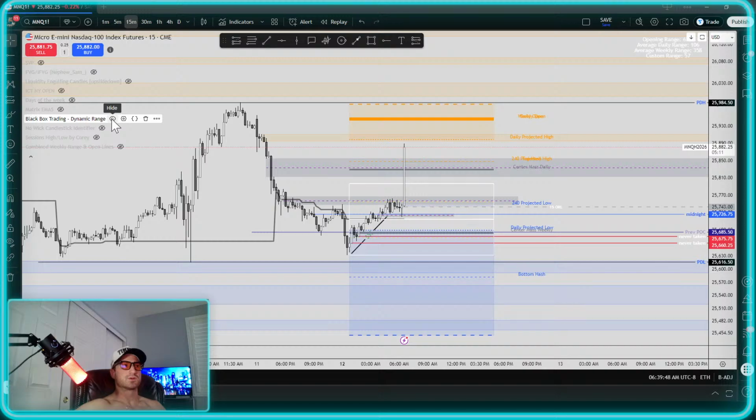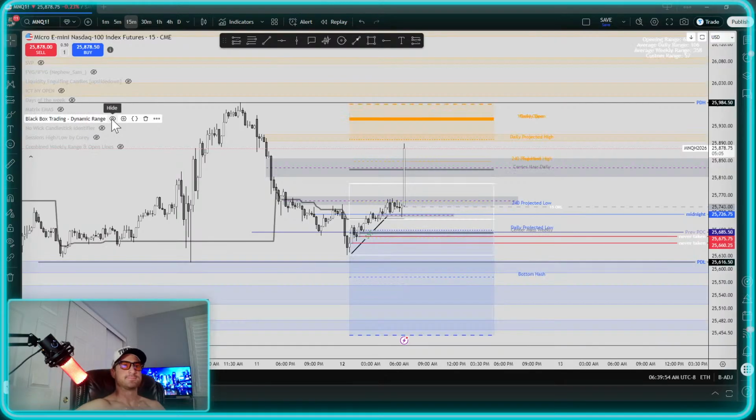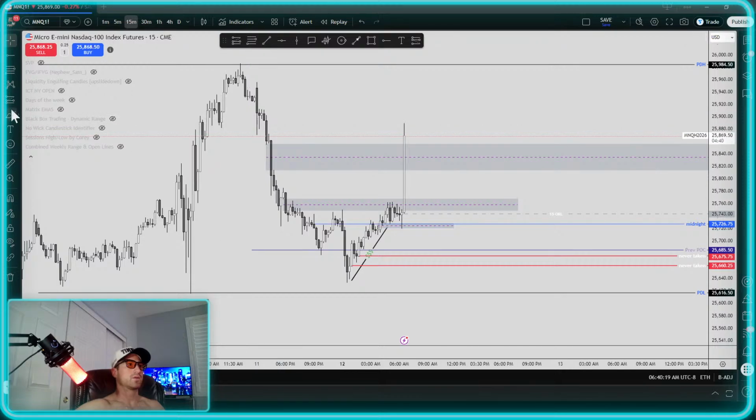Basically, what I'm doing is cycling through my indicators and seeing confluence. I know it looks a little bit confusing, but this is what I've trained myself to do for many, many years. Daily projected high is probably going to be tapped, and it's going to chill out, I think. Daily projected highs, this key level here, let's see. This 15-minute gap.